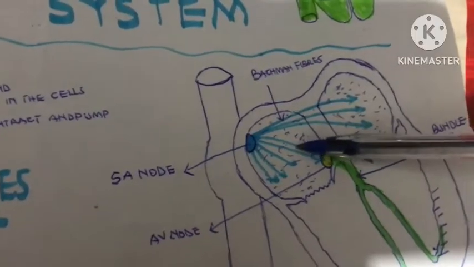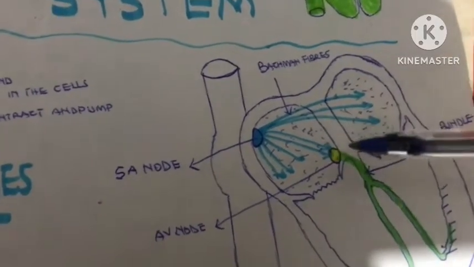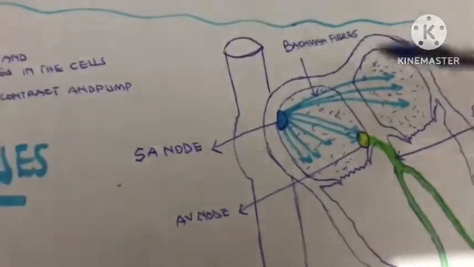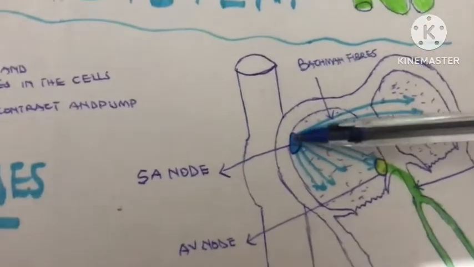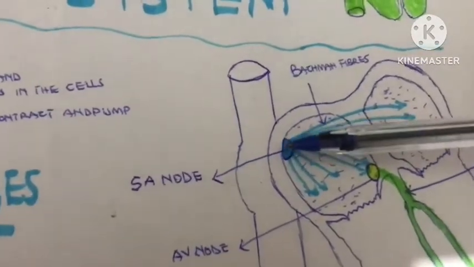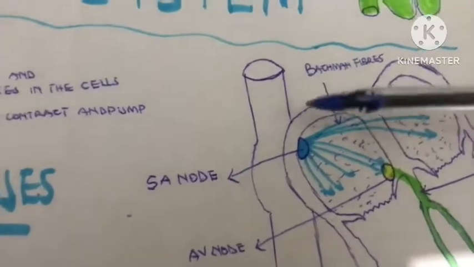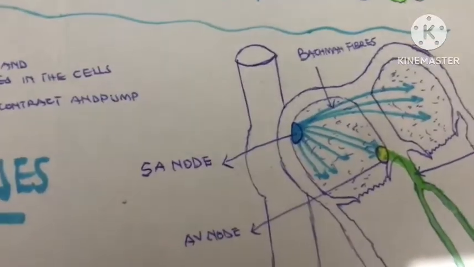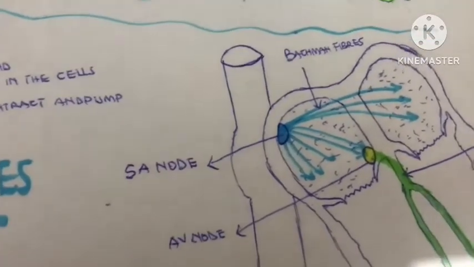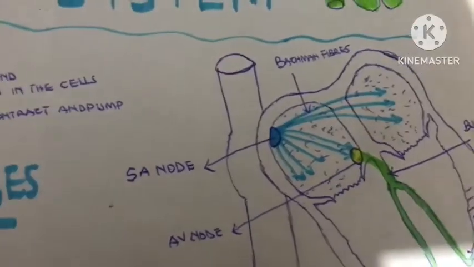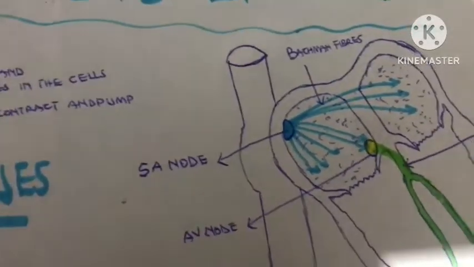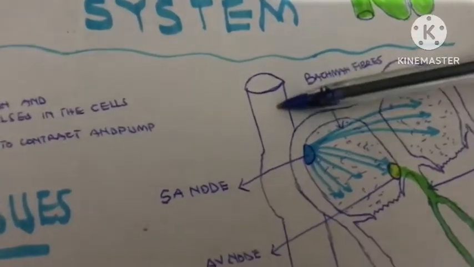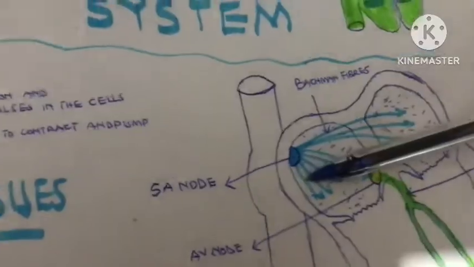So these ones connecting to the AV node are the ones that actually conduct electrical impulses from the SA node to the AV node. This SA node, when you look at this diagram, you can see that it is found at the junction between the superior vena cava and the right atrium. To be specific, it is found in the posterior wall, at the junction between the superior vena cava and the right atrium.